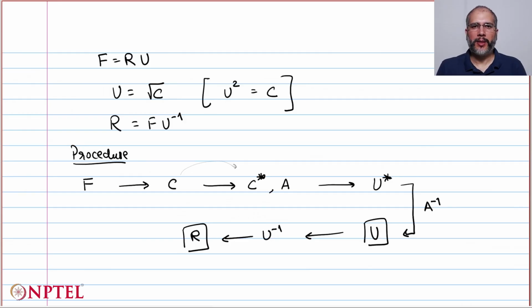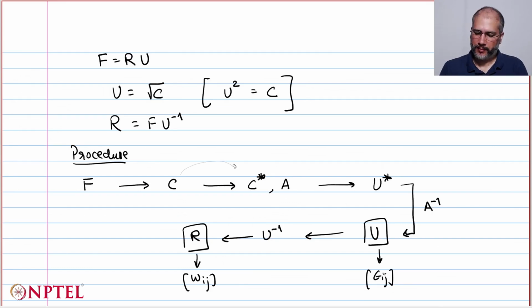Now you may be wondering, if this is for the finite case, does it happen that under small deformations this R becomes the omega ij tensor, and this U becomes something like an epsilon tensor? And the answer is yes. Let us see that.